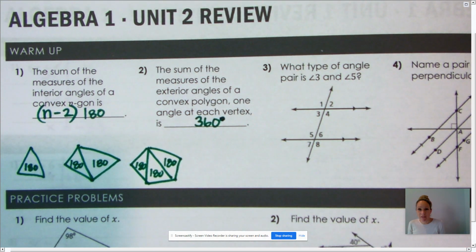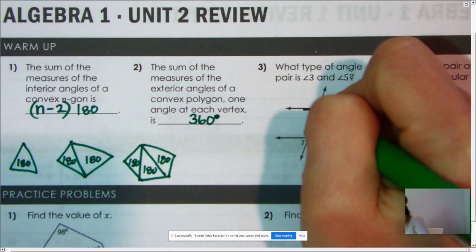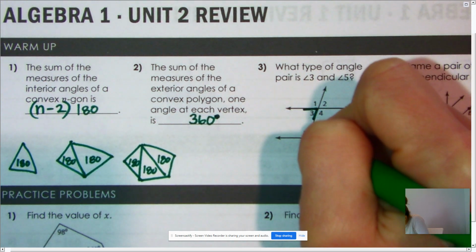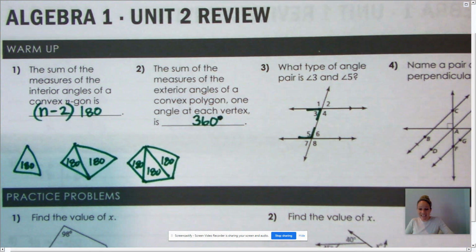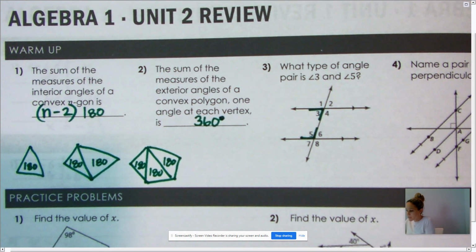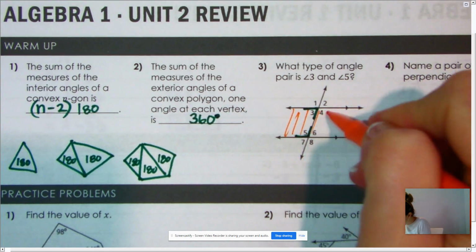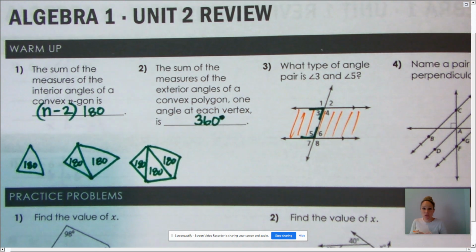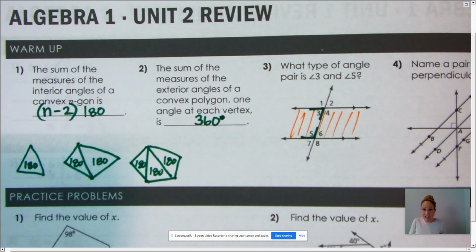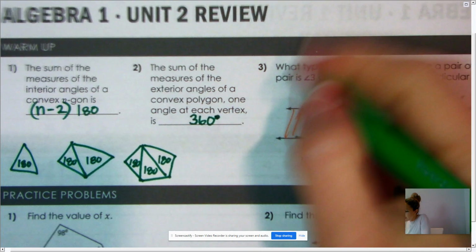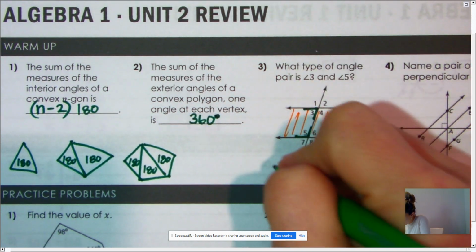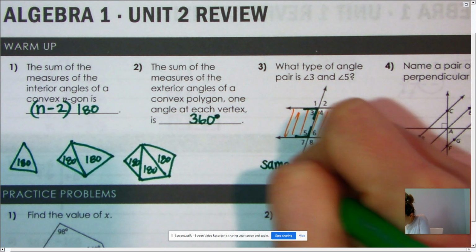Okay, so what type of angle pair is angle 3 and angle 5? So angle 3 and angle 5 are both interior. I like to have my students shade in between the parallel lines. So we know that those are both interior angles and they're on the same side of the transversal here. So they are same side interior angles.